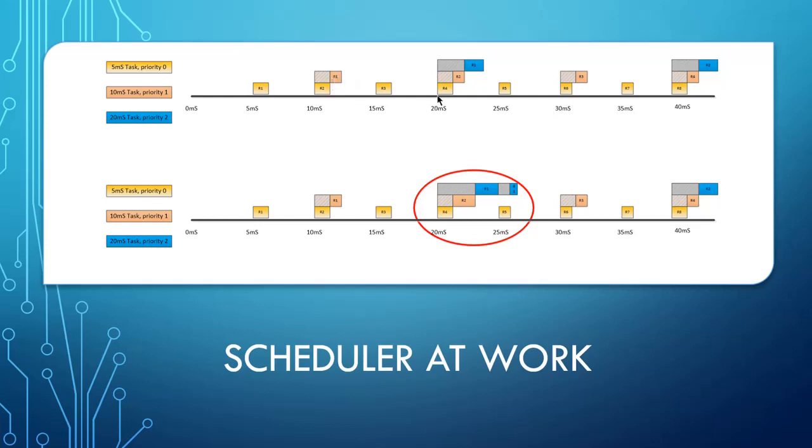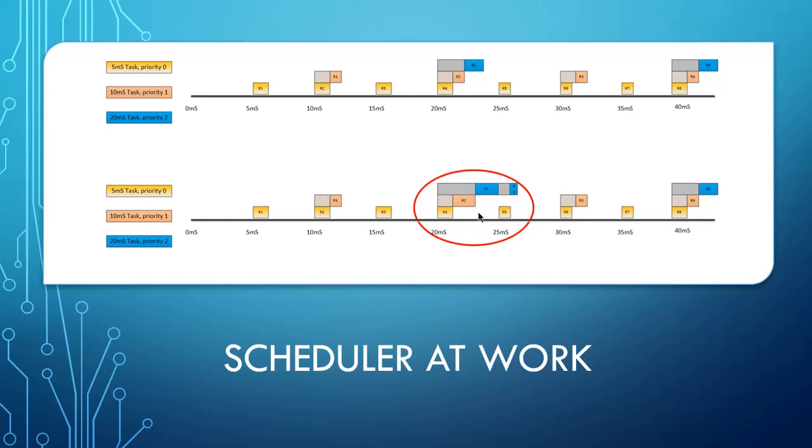And here's the same thing at 20 milliseconds. So this is the first time this one's run, but the 10 millisecond and 5 millisecond tasks are also due. So the higher priority runs first, next highest second, and then the lowest priority runs last. And you can see that the lowest priority got held off for a period of time while the other two ran. Now this is normal.